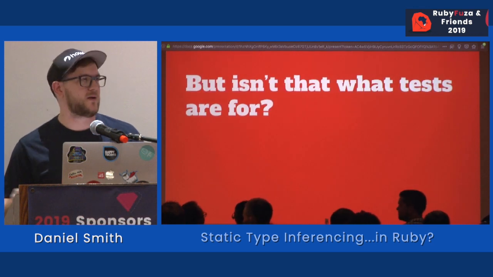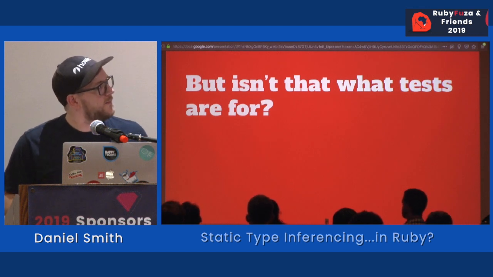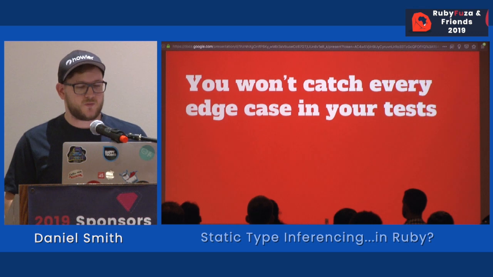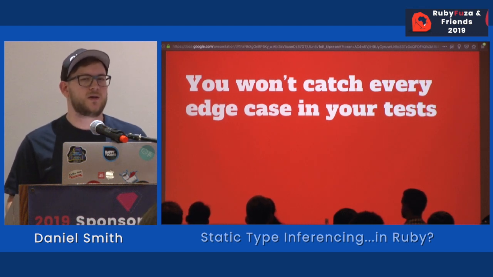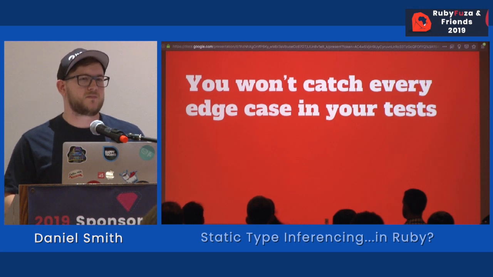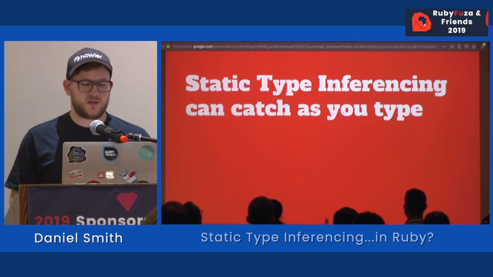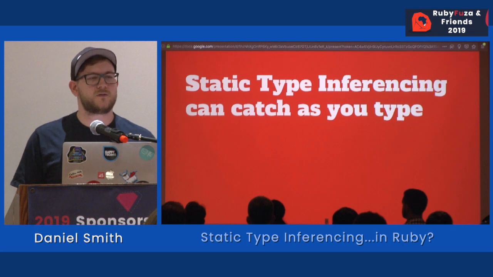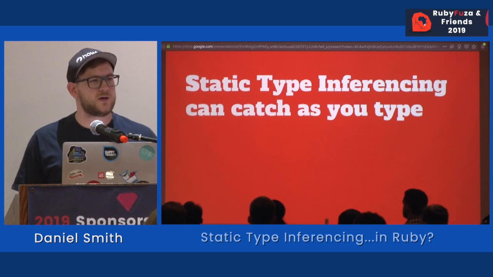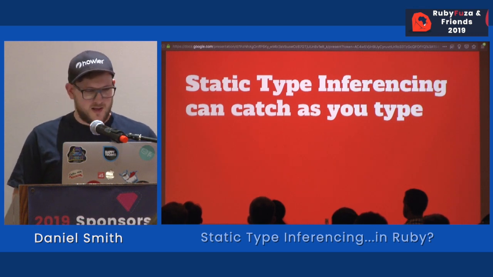But you might be asking, wait, that's what tests are for, right? We don't need this static stuff. Yeah, but your tests won't catch every edge case. Even if you have 100% test coverage, you're not going to have 100% possibility coverage. Static type inferencing can even catch those things as you're typing. If you've ever used a static language like Java in an IDE and you're typing, and it says, oh no, this method doesn't exist, you think, oh, sweet.